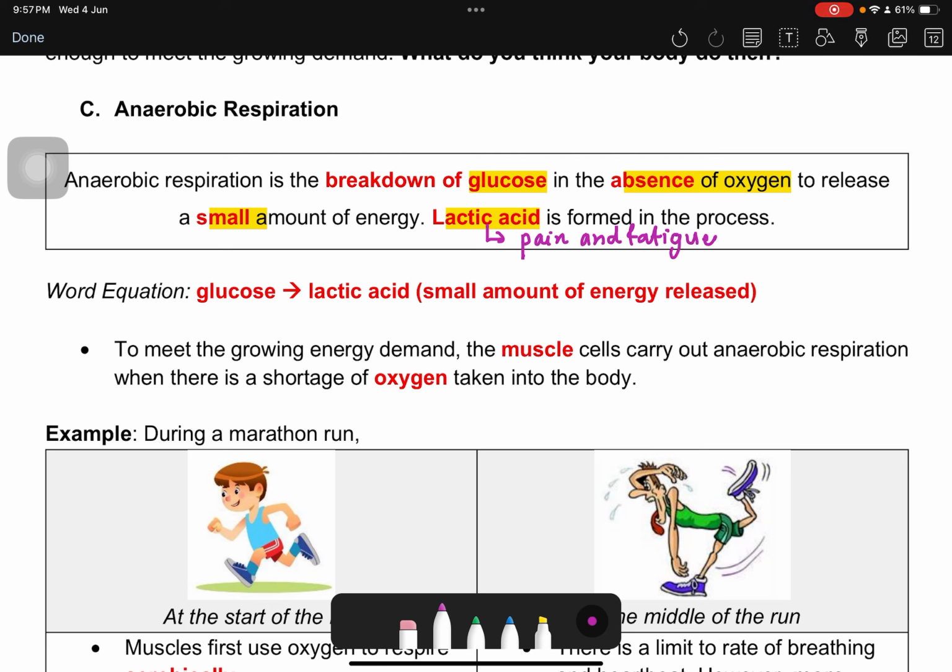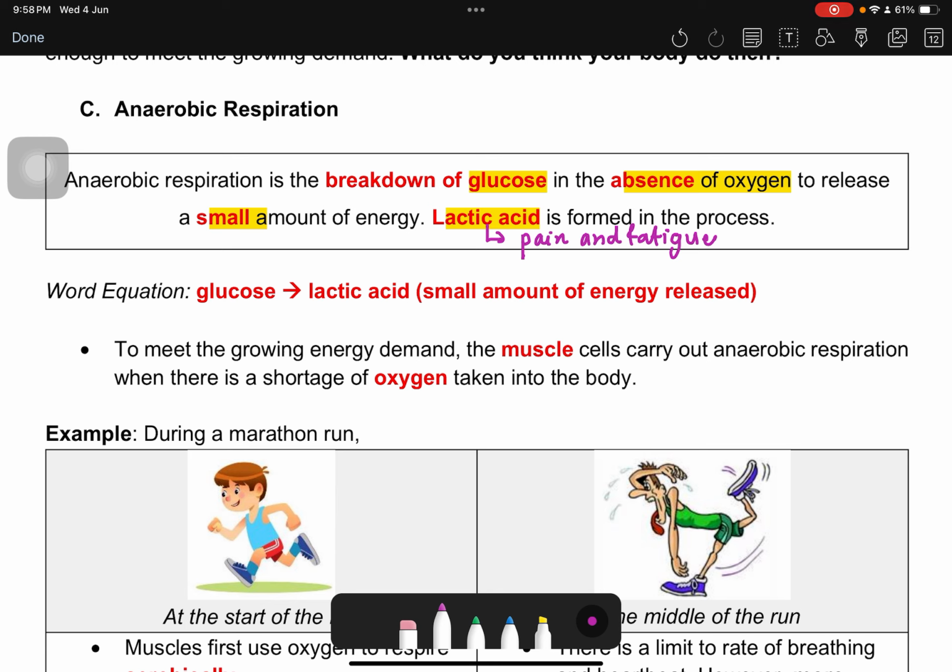And too much is not good. Alright, too much is really not good. You might have heard about rhabdo. This condition called rhabdo happens when you overstretch your body and then your body releases too much lactic acid that it is unable to remove it quickly, causing a more severe condition in your body, and sometimes it requires medical treatment as well. So what is the word equation for anaerobic respiration?